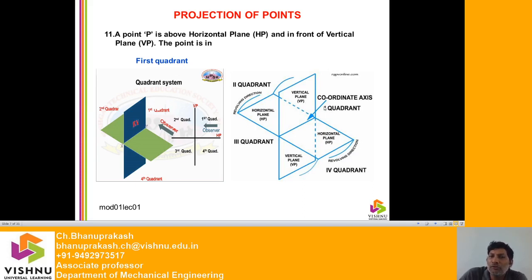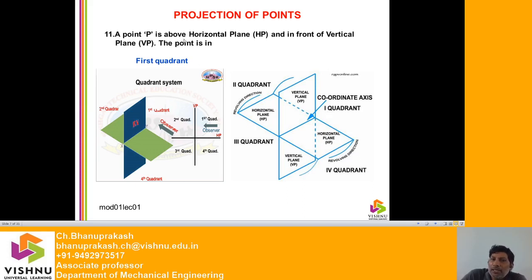So the point belongs to the first coordinate. If the point is above HP and behind VP, then the point belongs to the second coordinate. But where is the observer? Always the observer will be in the first coordinate. Here only the observer will be there.